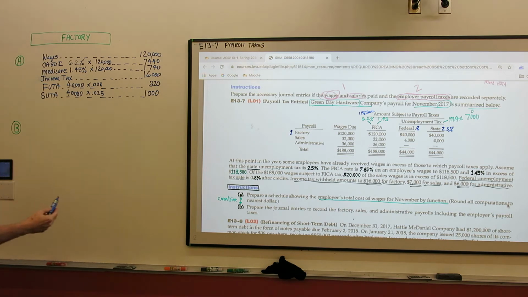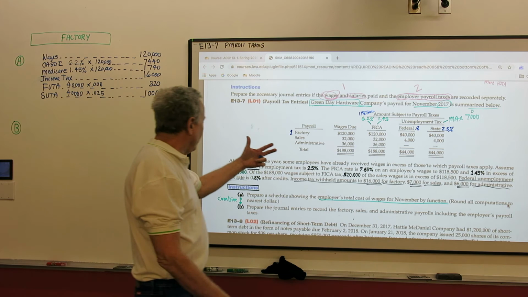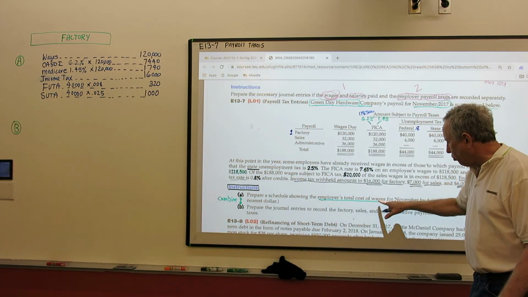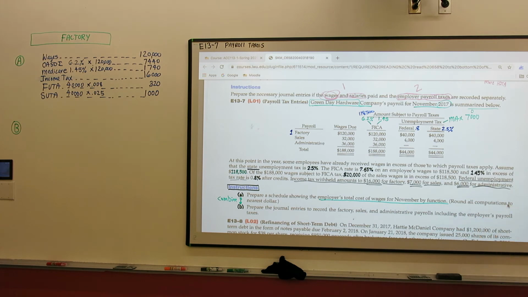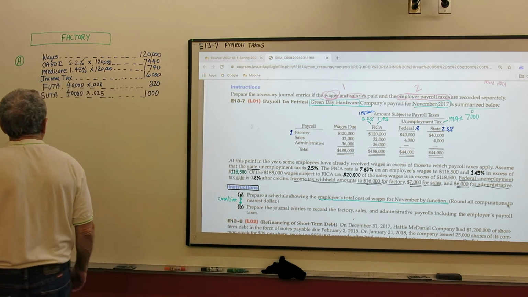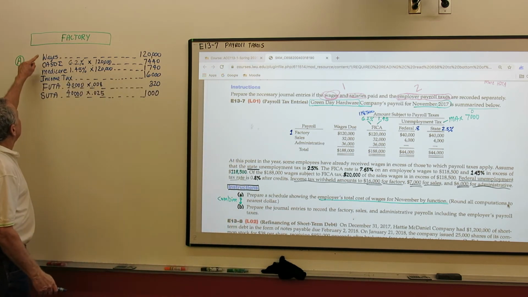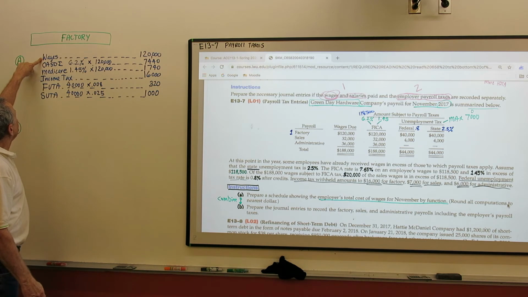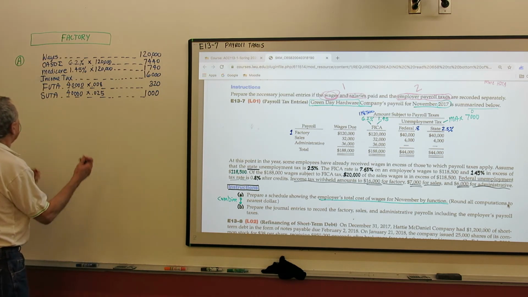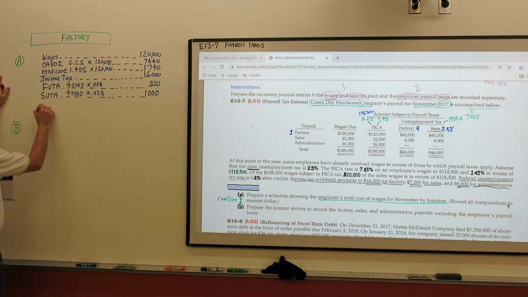Now that we've got that, let's go back and look at the question. We've calculated everything, but it says prepare a schedule showing the employer's total cost of wages for November by function. We're starting with factory. The employer is definitely going to pay this. Let's just take them right down here. The employer, it's going to be $120,000. The employer will pay that.